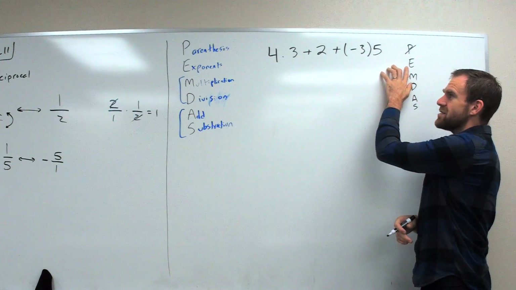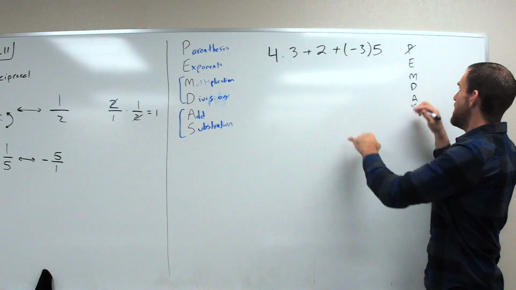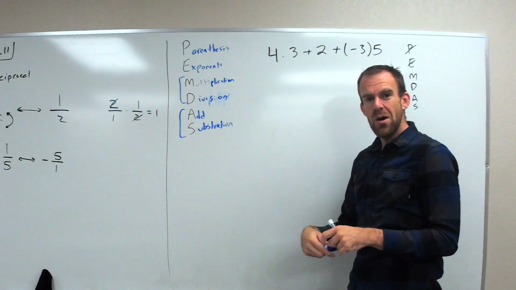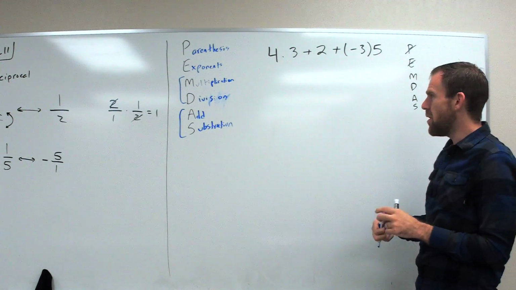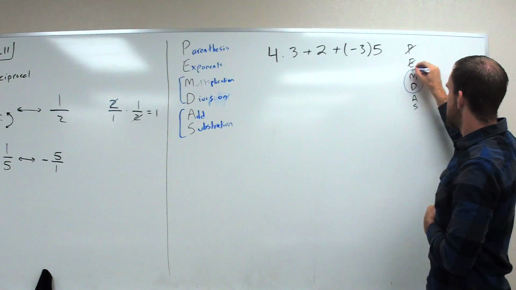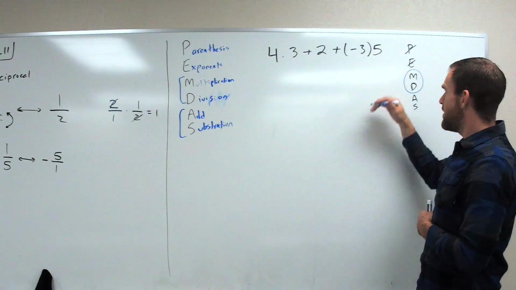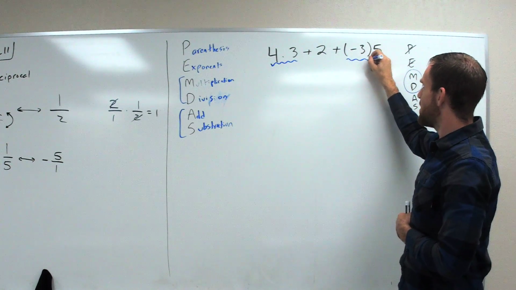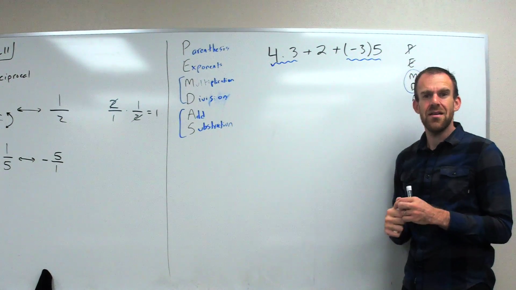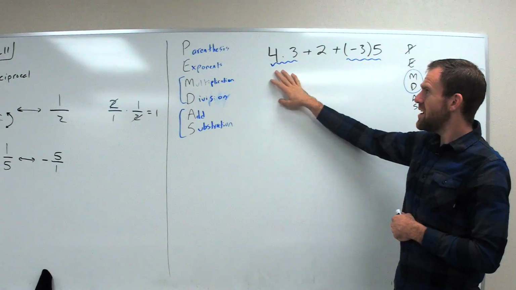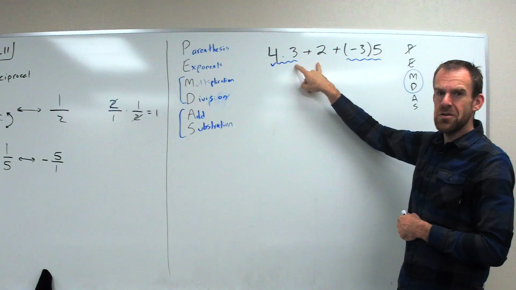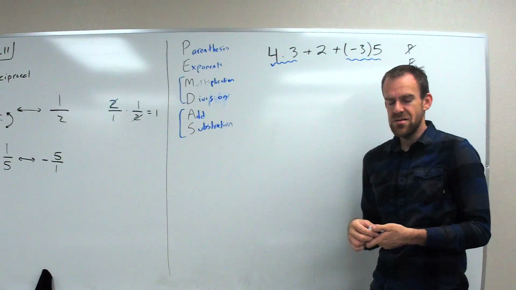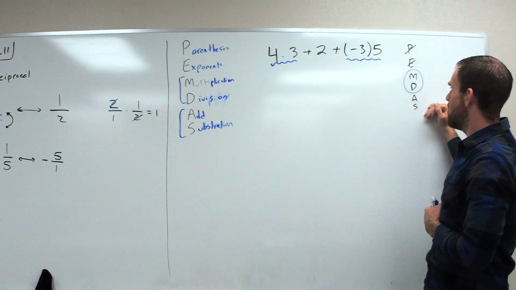Now we go to exponents. There are no exponents. So my next step is multiplication and division. What I want you guys to do for these first couple of problems is circle the step that you're on, line them up, and then underline the parts that you're going to do that with. You can do it with a different color too. That often helps. The temptation here is for students to add 3 plus 2 instead of multiplying 4 times 3 first. So we have to go in order.